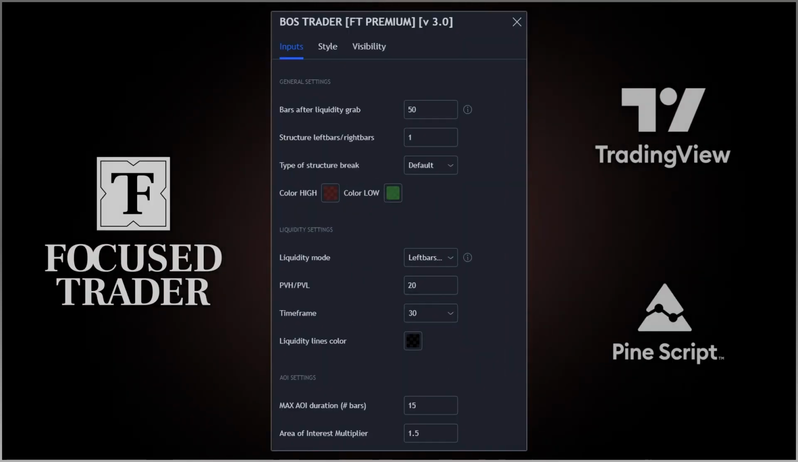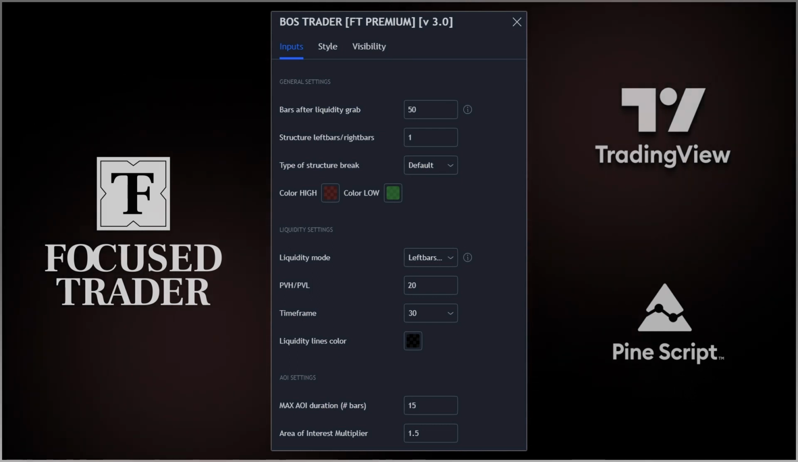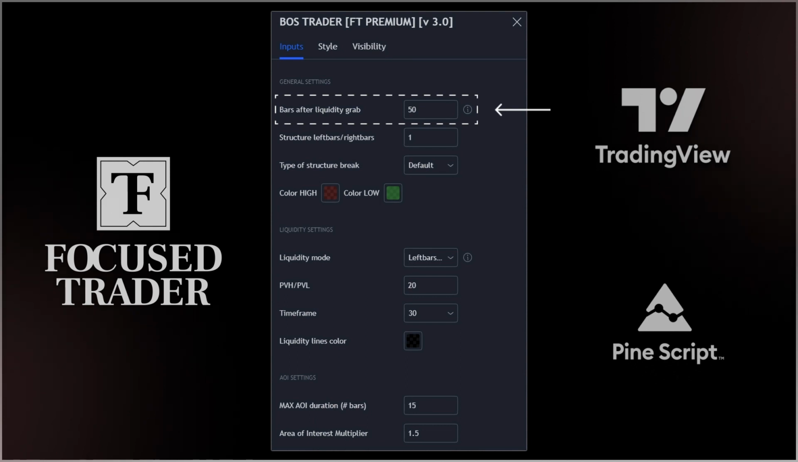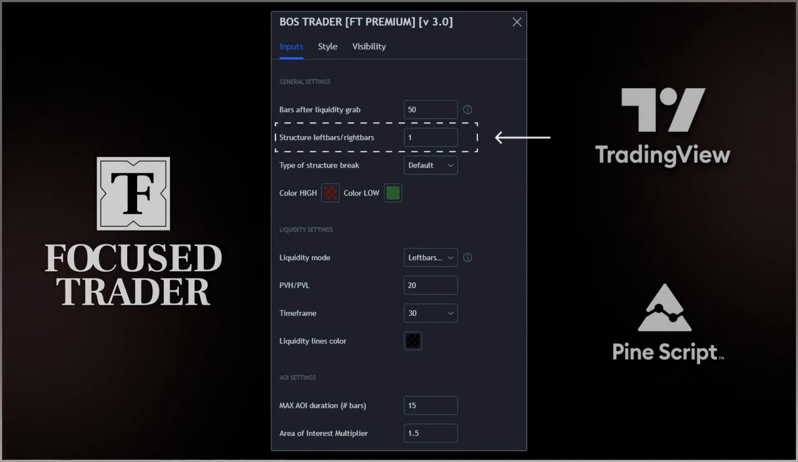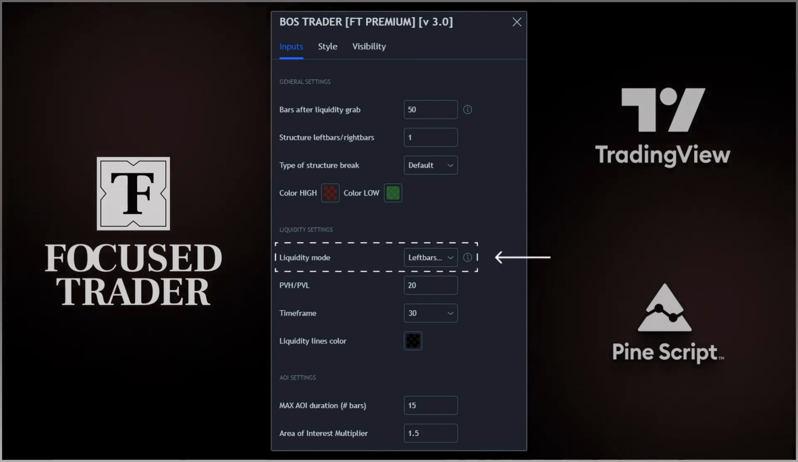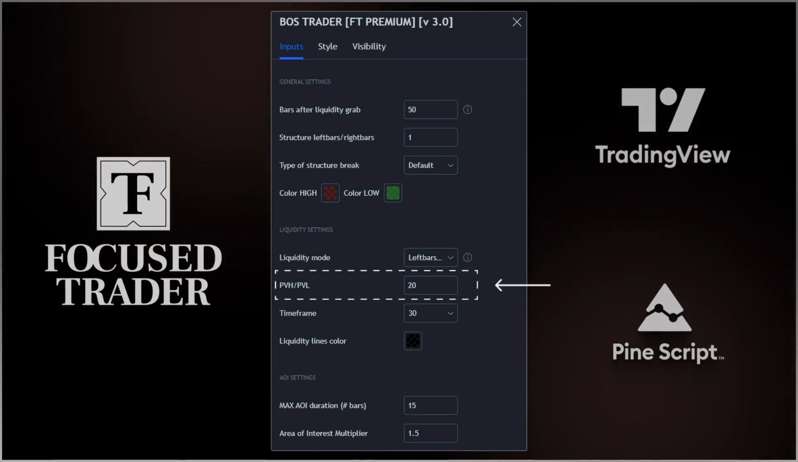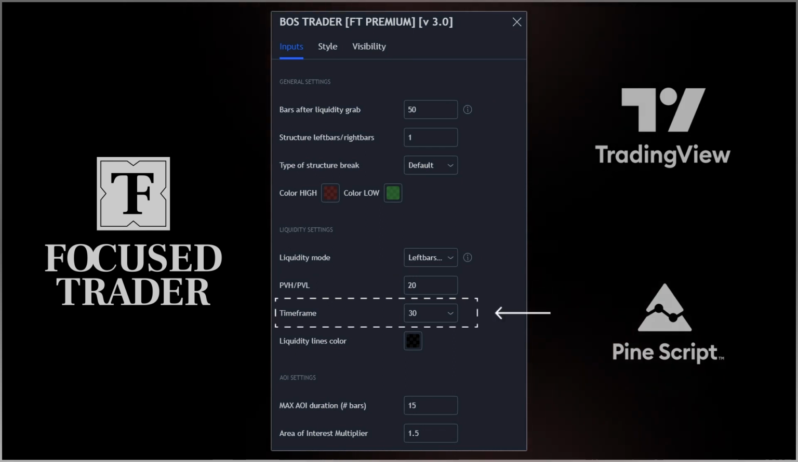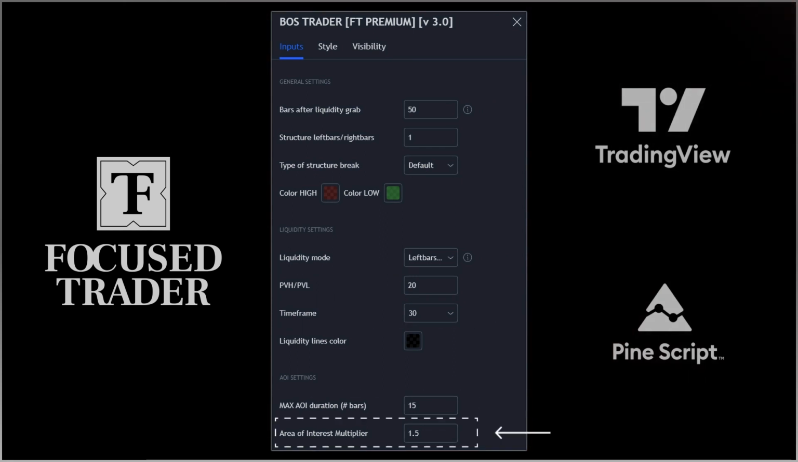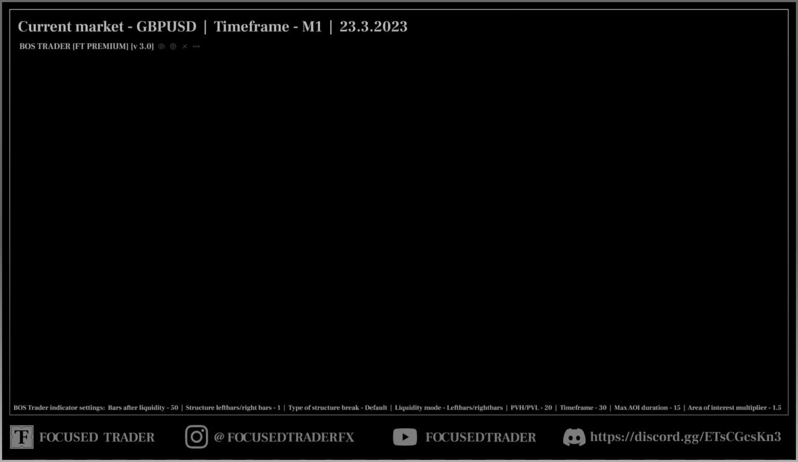The settings of the BOS Trader indicator we had were as follows. Bars after liquidity grab we set to 50, left bar/right bar structure to 1, type of structure to default. Liquidity mode is set to left bars/right bars, PVH/PVL to 20 and timeframe to 30. Max hourly duration is changed to 15 and area of interest is changed to 1.5. Other settings are default.